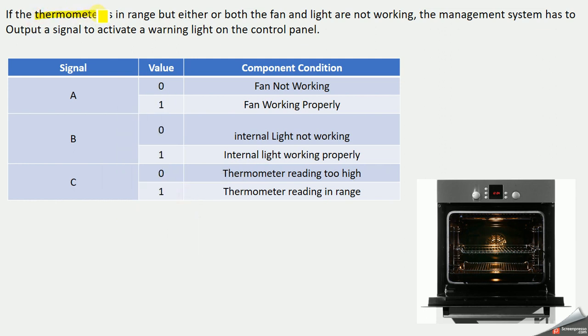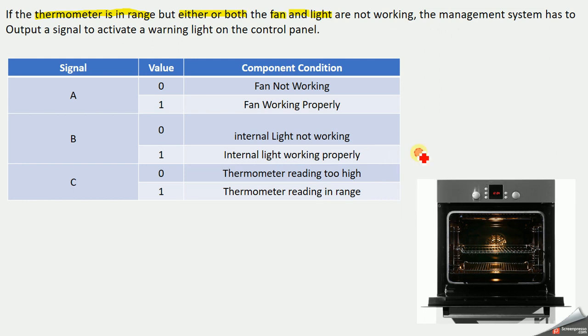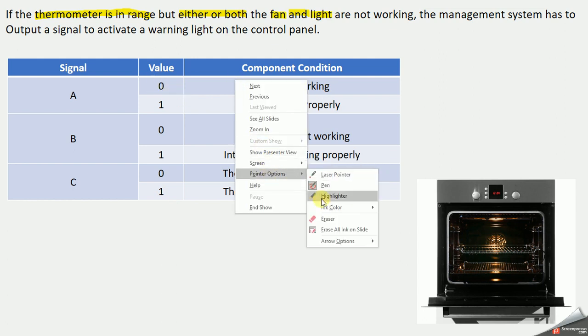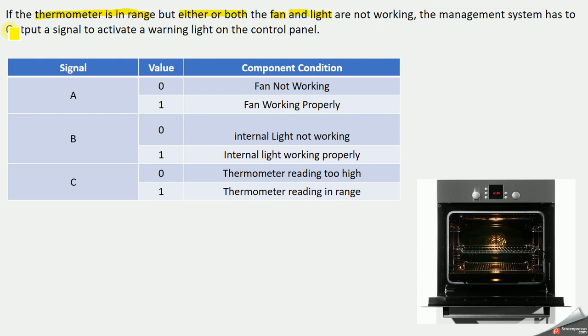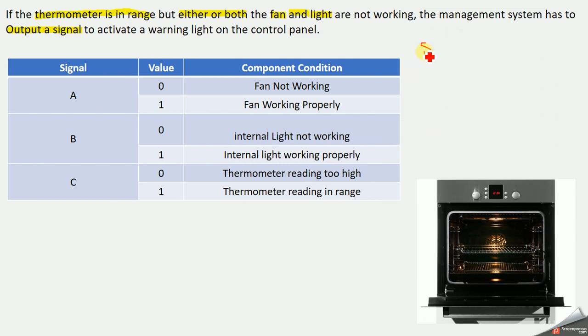So we've got thermometer is in range. We've got either or both, fan and light. Okay, so let's assign these letters. Oh, I'm missing something. We need to output, this is our result, output a signal. So, S will equal signal. That's easy.